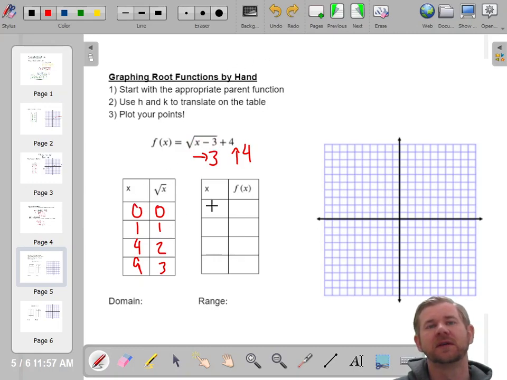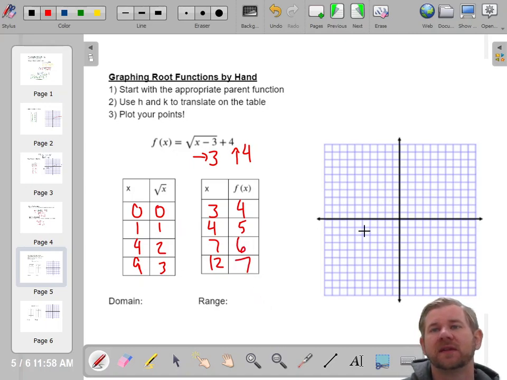So instead of 0, 0 plus 3 is 3. 1 plus 3 is 4. 4 plus 3 is 7. And 9 plus 3 is 12. If I want to move it right 3 in the table, I would add 3 to the x's. If I want to go up 4, I would add 4 to the y's. So 0 plus 4 is 4. 1 plus 4 is 5. 2 plus 4 is 6. And 3 plus 4 is 7.